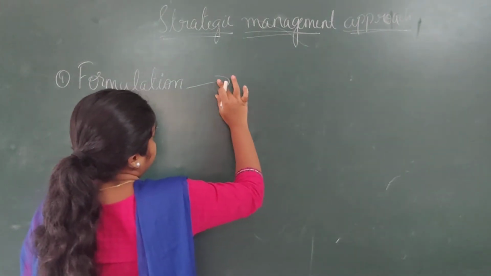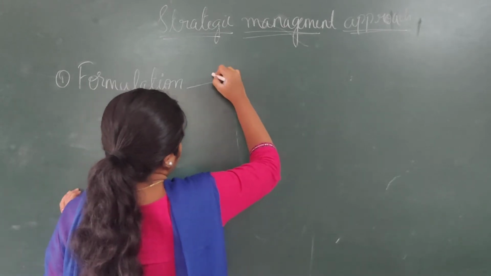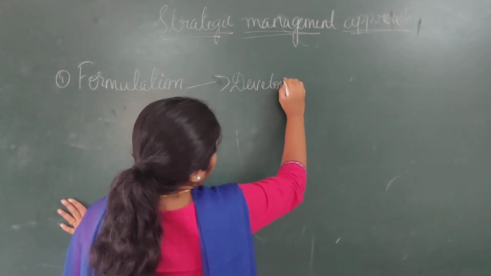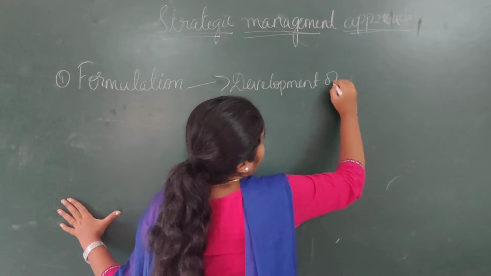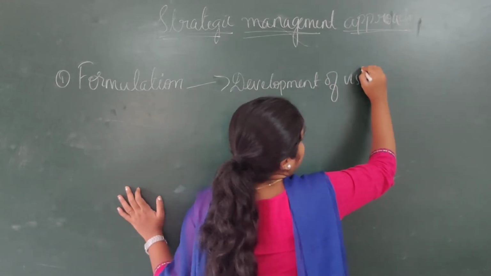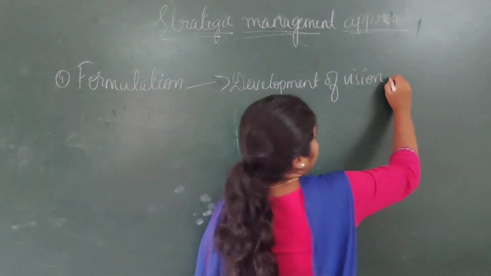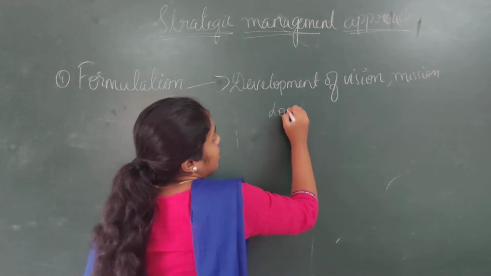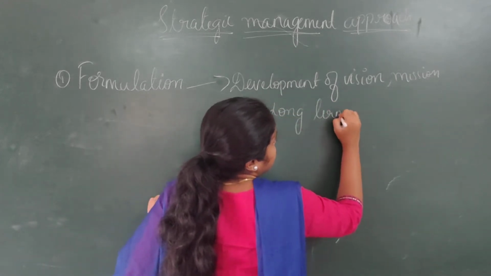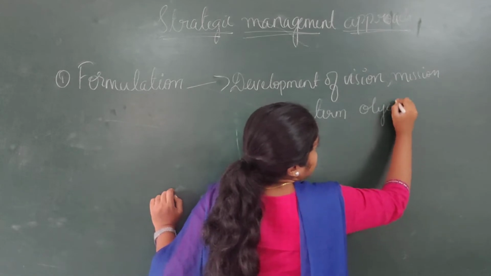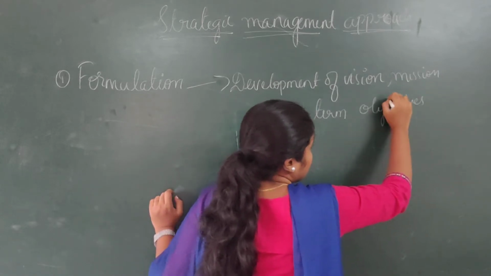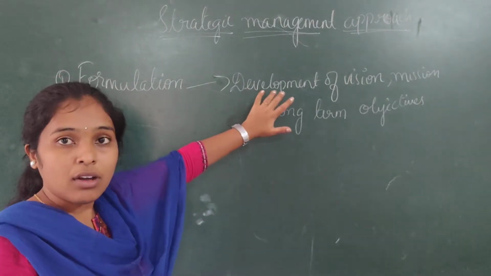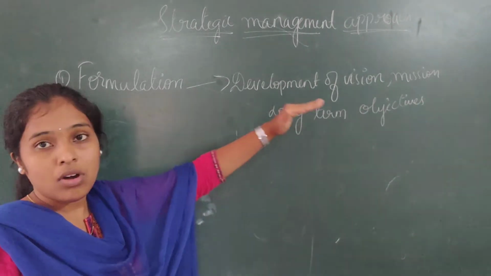In this, development of vision and mission and long-term objectives. So in this formulation, we have a first point, development of mission, vision and long-term objectives.